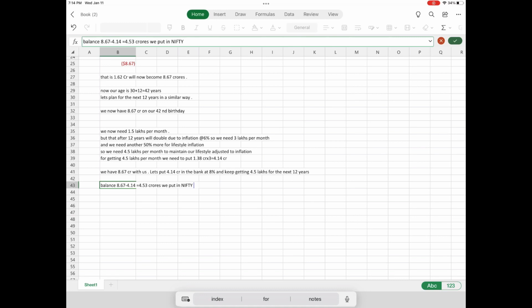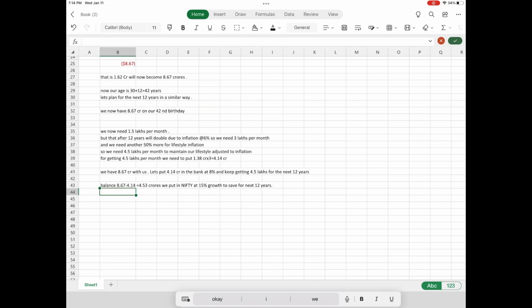So 4.5 lakhs is gone. Now the balance, let's see what happens. Let's put it: 8.67 minus 4.5. So I have another 4 point something, like 4.17. So now let's check. This 4.53 crores balance is going to grow for us for the next 12 years.